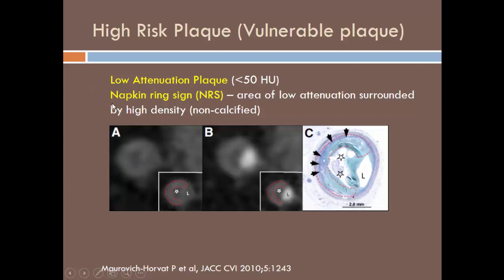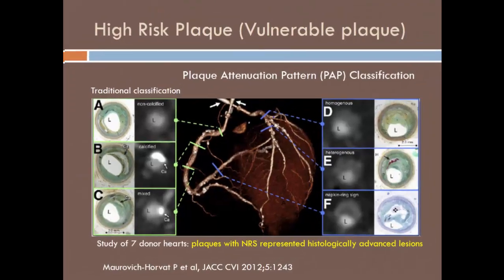Now, a sign that's been described is called the napkin ring sign. This is basically this appearance here, where you have a low attenuation plaque towards the lumen of the contrast, and you have a higher attenuation component surrounding it. This is called the napkin ring sign. This is a lipid core, and this is more of a fibrous component of the plaque. And this has been validated on histological studies as well, or compared with IVUS, etc.